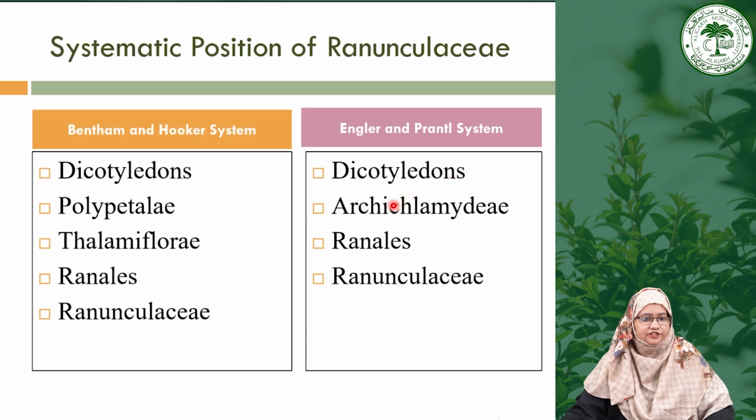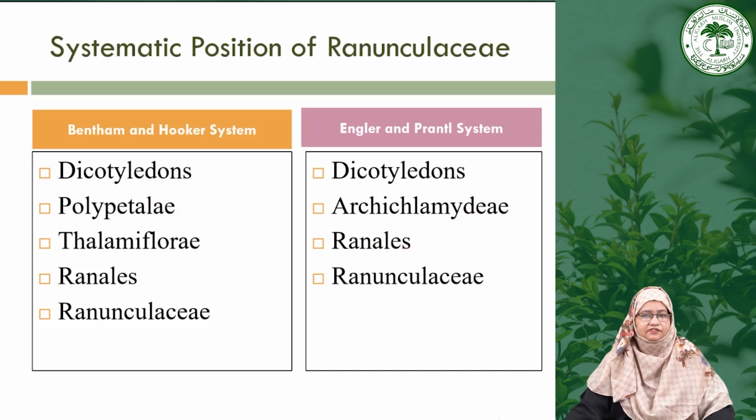Archichlamydeae is a subclass of dicotyledons given by Engler and Prantl, which is formed by the union of two subclasses of the Bentham-Hooker system, polypetalae plus monochlamydeae, which also has free petals. They also place this family into the order Ranales.